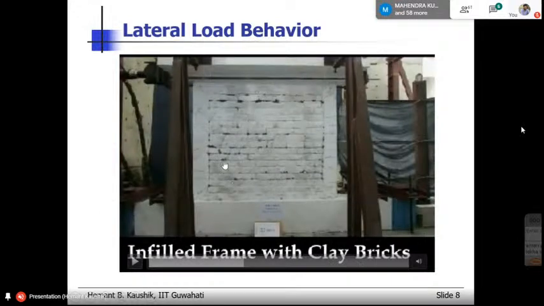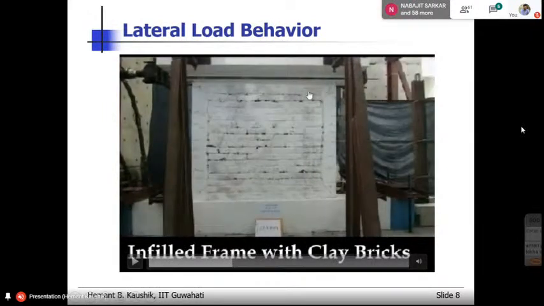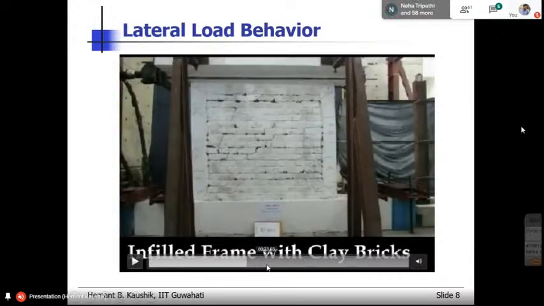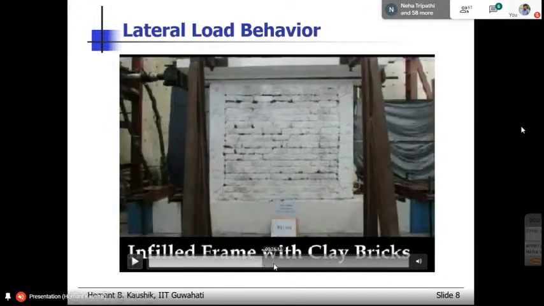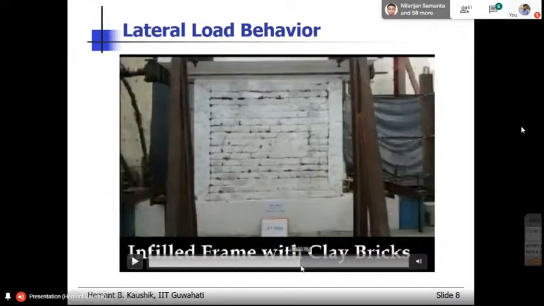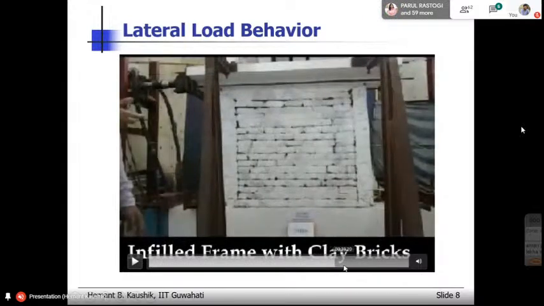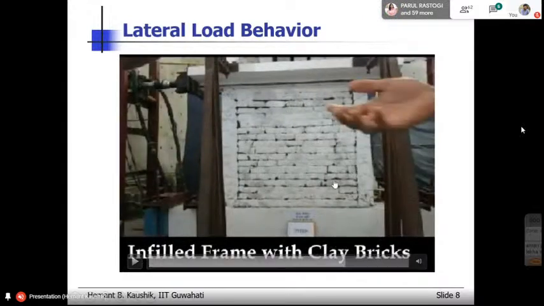Right? Because most of the load up to this point was actually resisted by masonry as the diagonal force, as the diagonal compression strut. But as soon as the masonry starts failing or it starts reducing its capacity, then the load is transferred to the RC frame. Right? So up to this point it was okay that masonry was actually able to resist all the load. But once it starts failing, or once some of the bricks crushed, then the entire load is transferred to the RC frame.